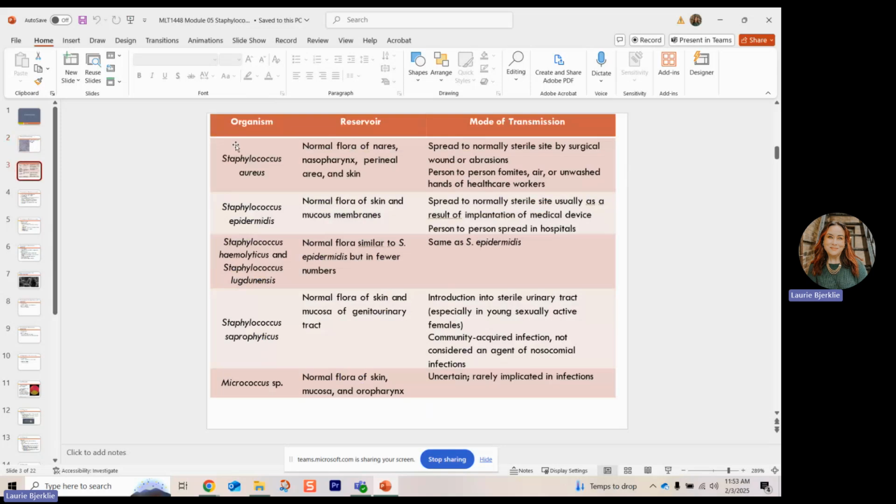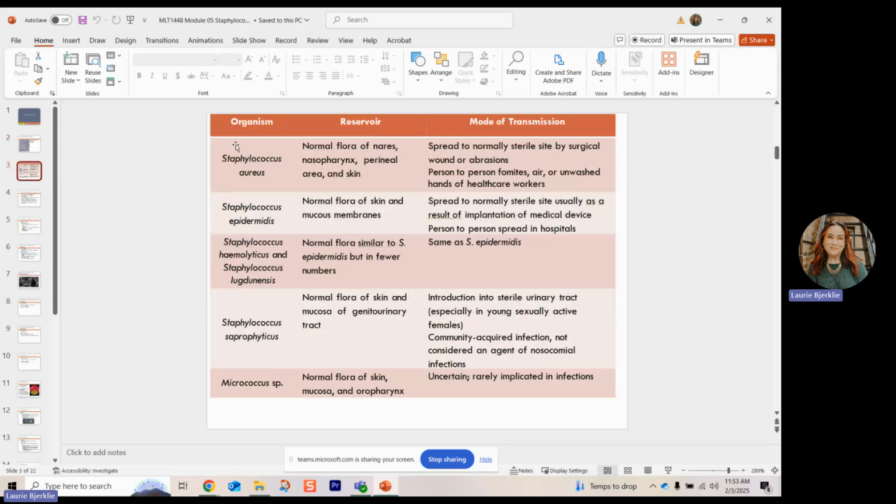Also person-to-person and fomites. Fomites are non-living objects, like a doorknob, a countertop, a toilet handle, anything like that. If somebody else who had the infection touched it or sneezed on it, and then you go along and touch it, you can pick it up that way. It can also spread through the air, respiratory, or through unwashed hands.